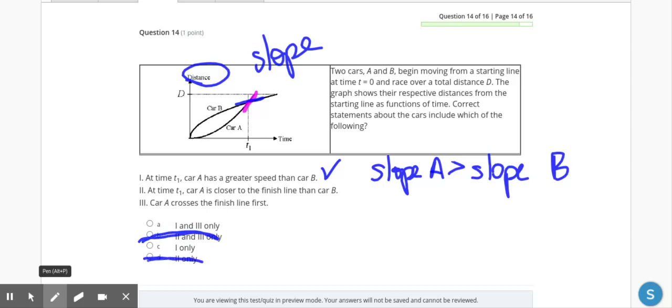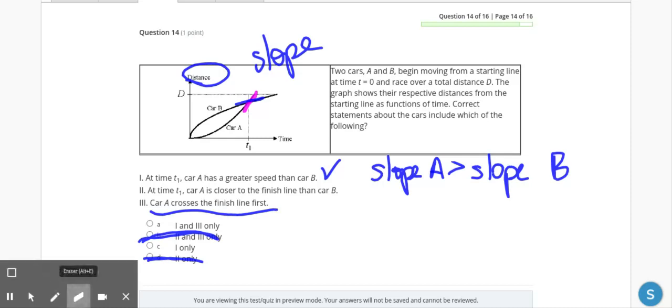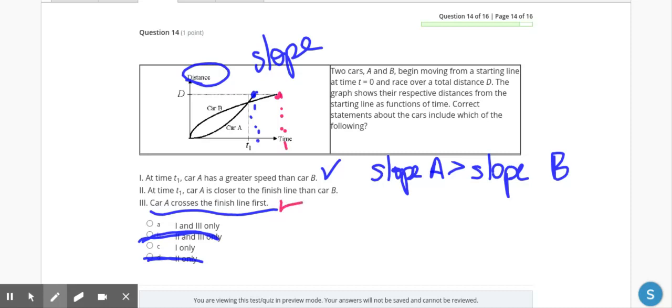Really, we just have to test number 3. Car A crosses the finish line first. So the finish line is D. Which one gets there first? Let me erase what I drew. Okay, car A gets to the finish line here. I don't know what time that is, but car B doesn't get to the finish line until here. So car A has a smaller time, which means faster. So yeah, that's true too.